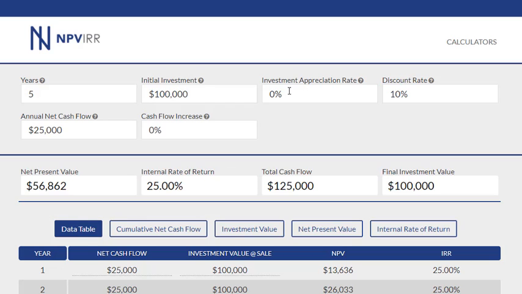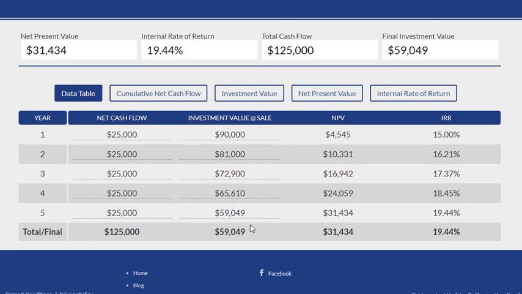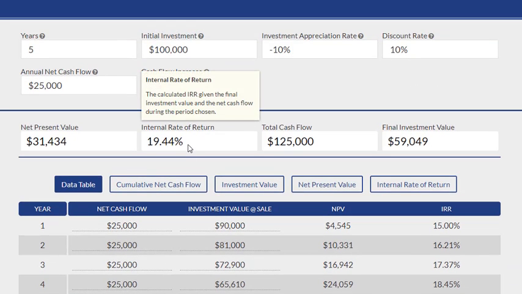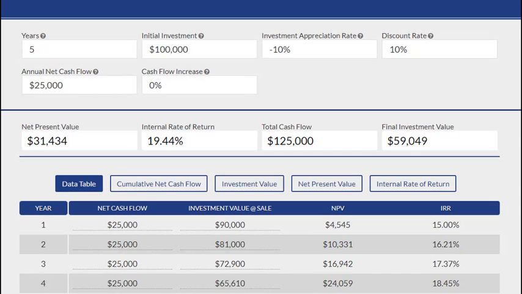What happens if our initial investment declines by 10% per year? By doing this, in year 5, our initial investment will be worth $59,049. But because our cash flows are so large, we still have a calculated internal rate of return of 19.44%, with a positive net present value of $31,434. So how does this calculator help us understand how the internal rate of return is calculated?